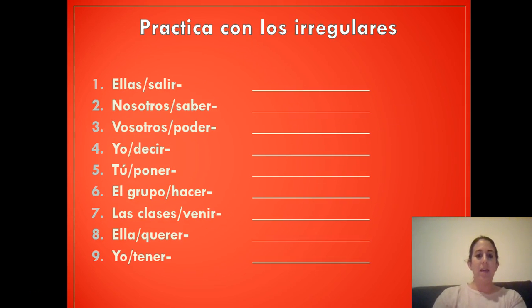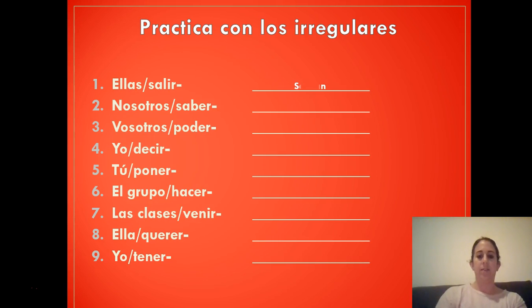Alright, and then I gave you a little bit longer practice with our irregulars, so I want you to go ahead and hit pause and try those 9 irregulars. If you'll notice, our irregulars still use the same endings as our regular conjugations. So go ahead and hit pause, and we'll go over those here shortly.